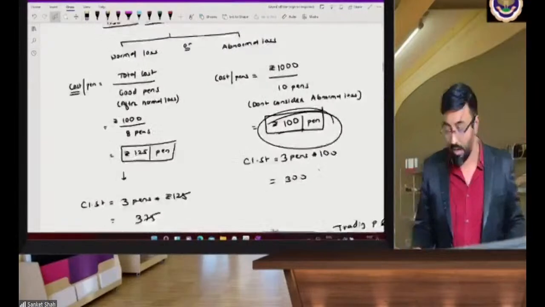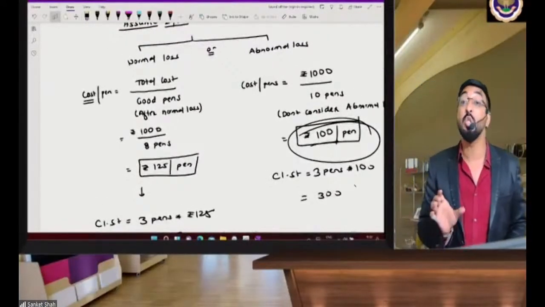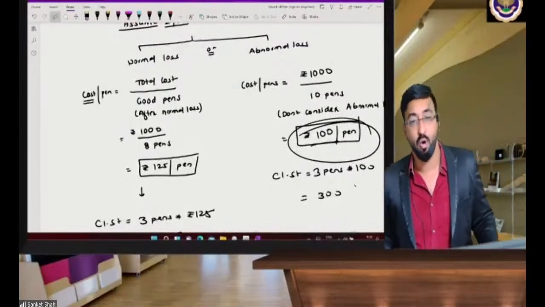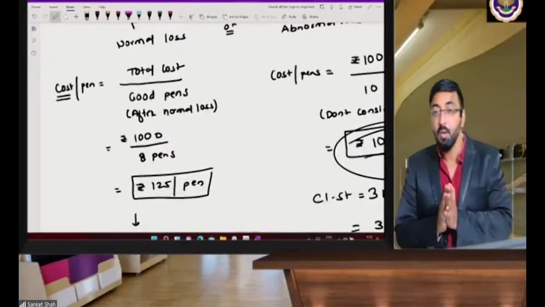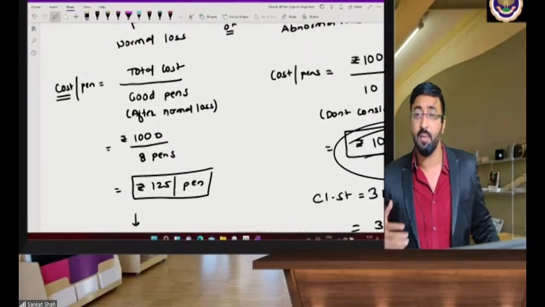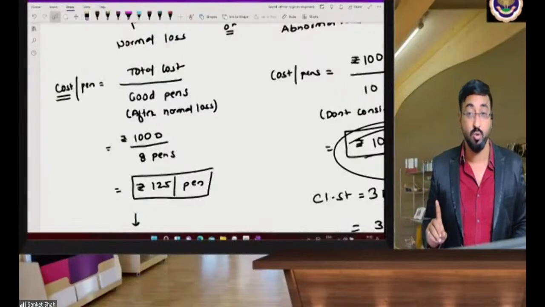What is the formula? Total cost minus scrap value divided by good pens, means the total units minus normal loss in units. So those units, 10 minus 2, I'm going to record it. So this is the formula, total cost divided by good units. Got this concept? Just tell me in the comment section, sir, getting it or not, because whenever I'm taking some higher side questions, or please, this is a CA course, so understand it.